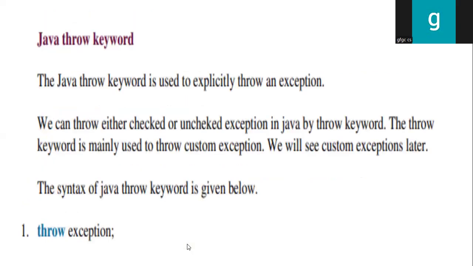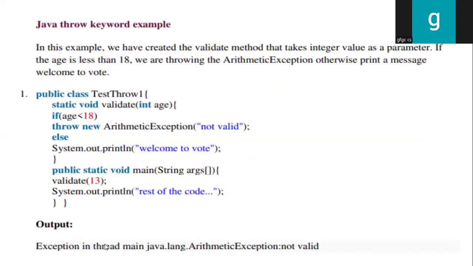Java throw keyword. Why do we have to use the throw keyword? Here, the Java throw keyword is used to explicitly throw an exception. We can throw either a checked or unchecked exception in Java by the throw keyword. The throw keyword is mainly used to throw a custom exception. We will see the custom exception later. The syntax of the Java throw keyword is given below: throw exception. When we want to throw a user defined exception, then we use throw.